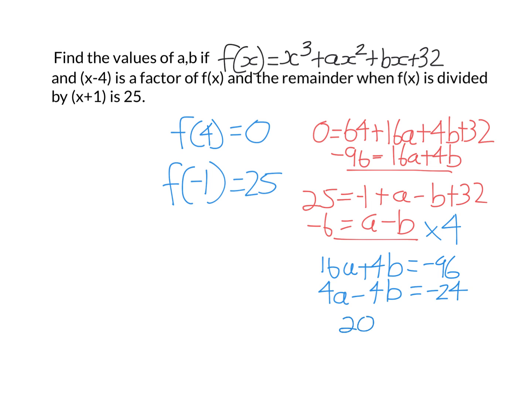Adding together the two equations, I get 20a equals negative 120, or a is negative 6. If a is negative 6 and I put it into this equation, I get b equals 0. And that's all the question asked me to do, so I'm done.